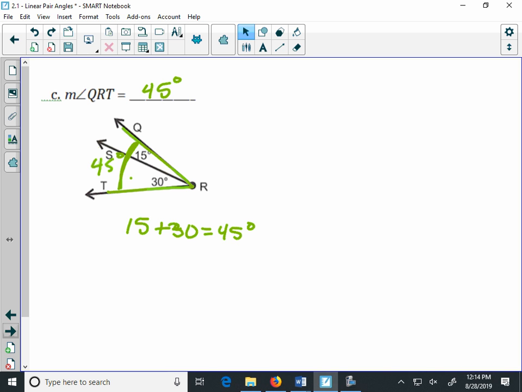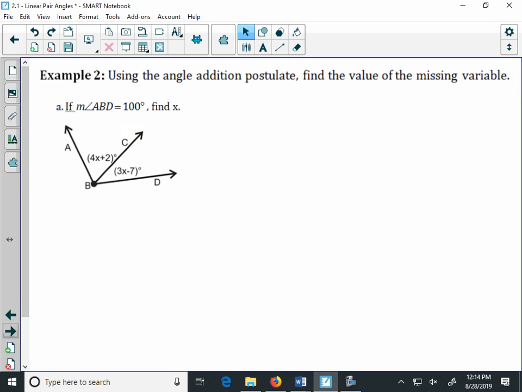Well, questions over those three? Not too bad. Add the little pieces to get the big. If we take a look at this one, it says using the angle addition postulate, find the value of the missing variable. Now you have to be very, very, very careful.